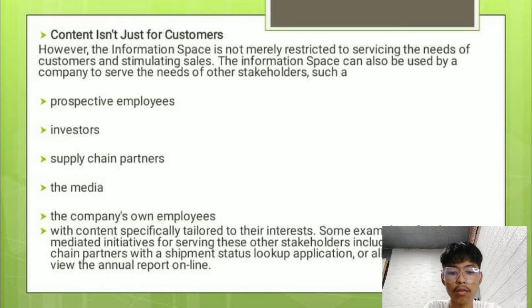Some examples of web-mediated initiatives for serving these other stakeholders include providing supply chain partners with a shipment status lookup application or allowing investors to view the annual report online.